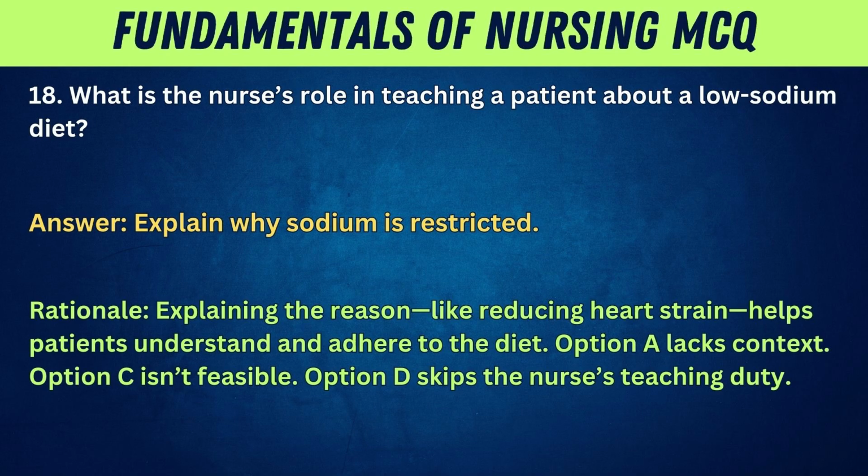Rationale: explaining the reason, like reducing heart strain, helps patients understand and adhere to the diet. Option A lacks context. Option C isn't feasible. Option D skips the nurse's teaching duty.